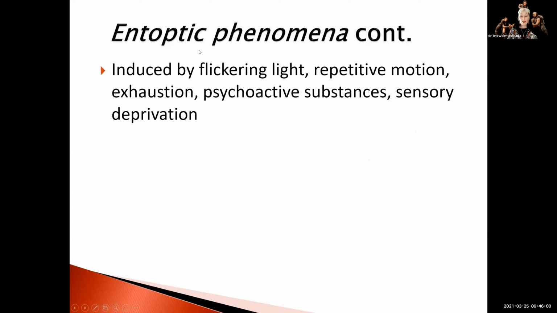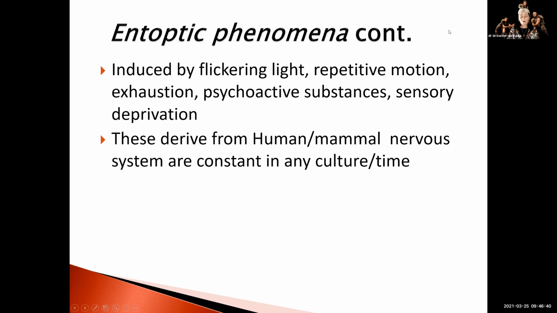So entoptic, now this is just looking specifically when it's something that's triggering these neurological signals from the eye. The eye is looking, but the impulse that's going to the brain is being altered and then recorded or translated in a new manner. I'm not even going to say incorrect, right? Because the nature of reality is defined by your own culture and experiences. So we know how to trigger that: flickering light, repetitive motion, exhaustion, psychoactive substances, and sensory deprivation. And that this is a constant in the human or mammal nervous system in any culture or any time frame. It's how our body works.